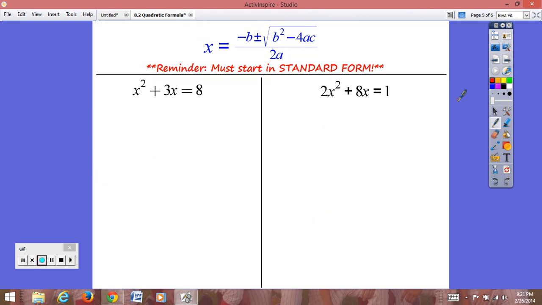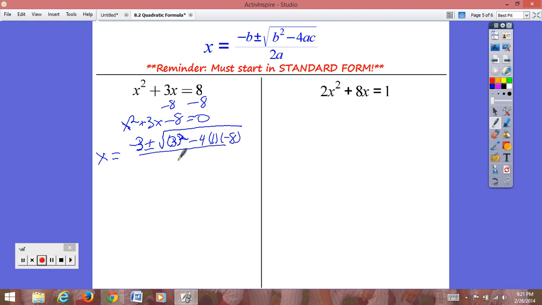Couple more examples. X squared plus 3x equals 8. Again, we need to have this in standard form first. So we subtract 8. Gives us x squared plus 3x minus 8 equals 0. Set everything equal to x. Negative 3 plus or minus the square root of 3 squared minus 4 times 1 times negative 8 all over 2 times 1. So x equals negative 3 plus or minus the square root of 41 over 2.